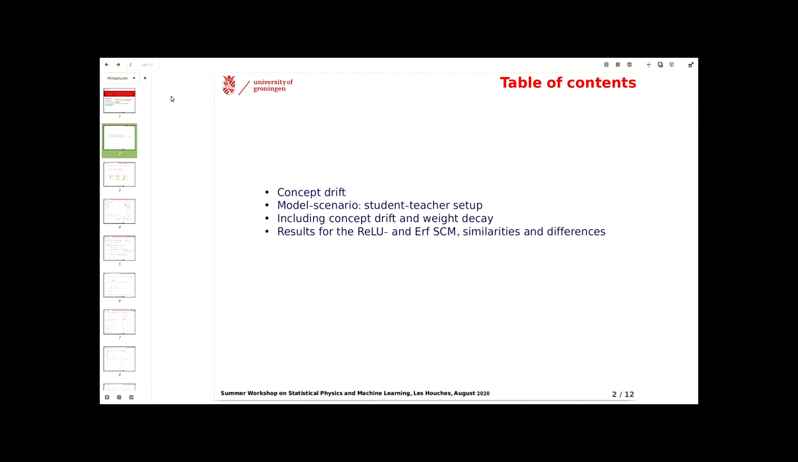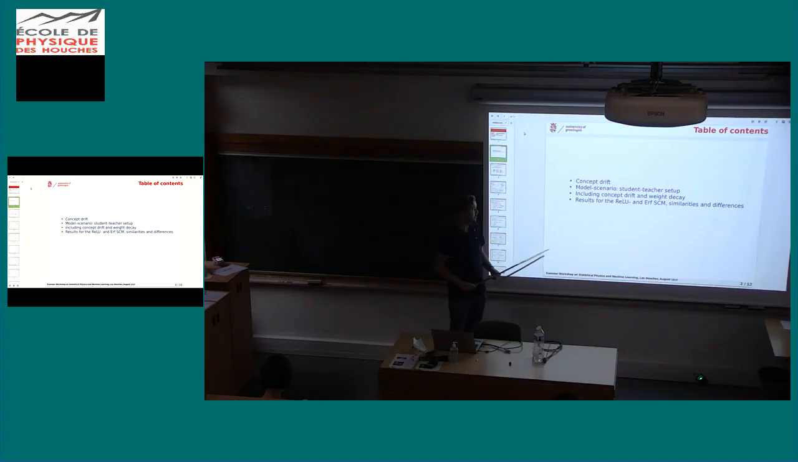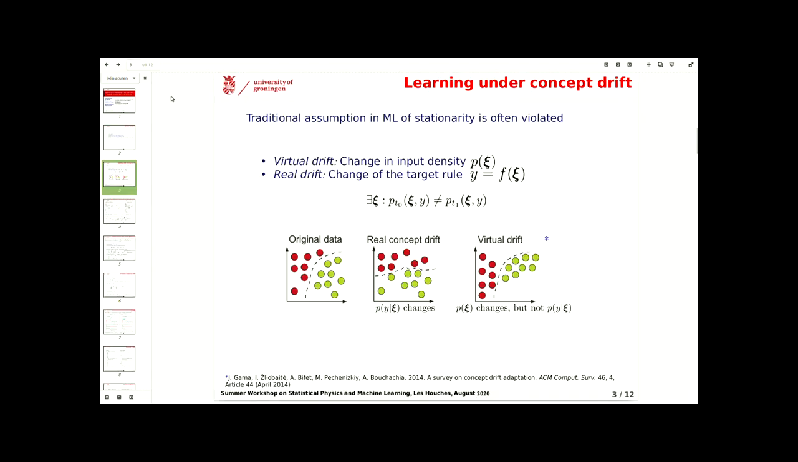So first I will quickly introduce what concept drift is, and then I will show the model scenario that we consider, which is the student-teacher setup that was already covered a lot here. And then I will show how we include concept drift in that model. And then last I will show results for the ReLU soft committee machine and the error function soft committee machines. And I will emphasize the similarities of the behavior and the differences.